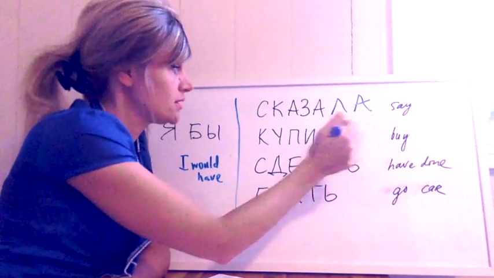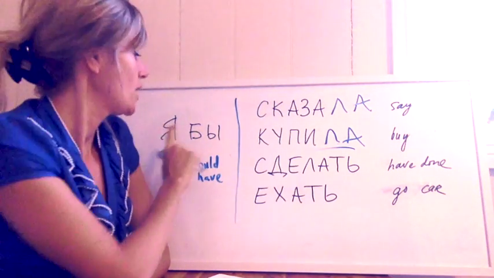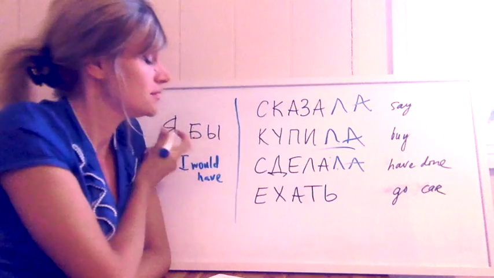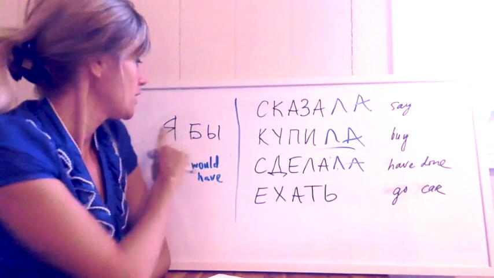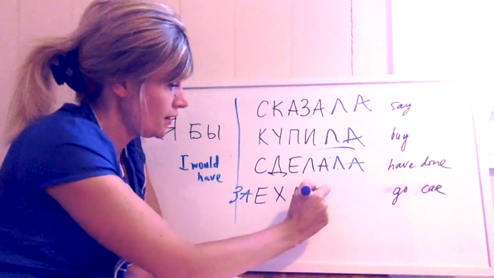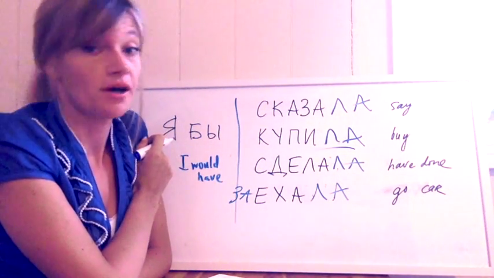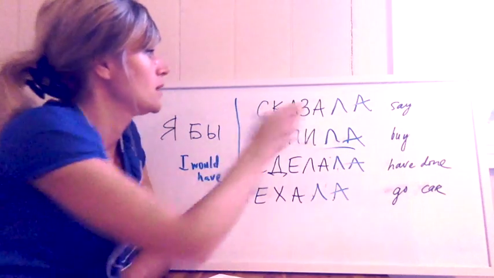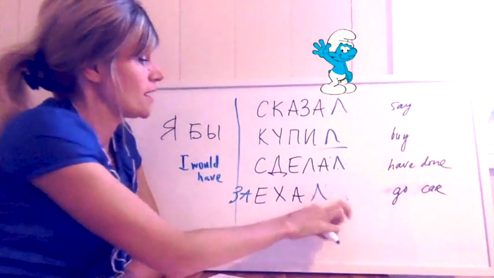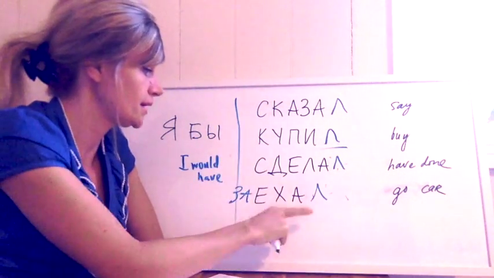I would have bought it. Я бы купила, but the color wasn't good. Я бы сделала. I would have done it, but there wasn't enough time. Я бы, let's say, заехала. I would have dropped by, but I didn't have much time. If it's a guy, take away the a, it will stay the same. Я бы сказал, я бы купил, я бы сделал, я бы заехал.